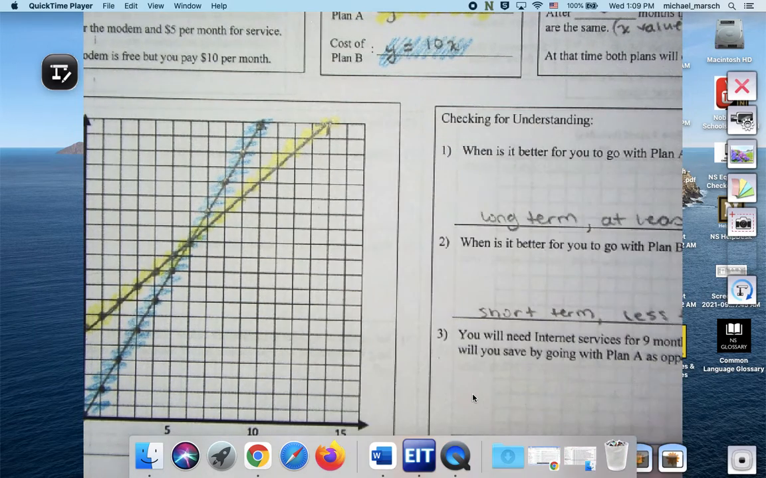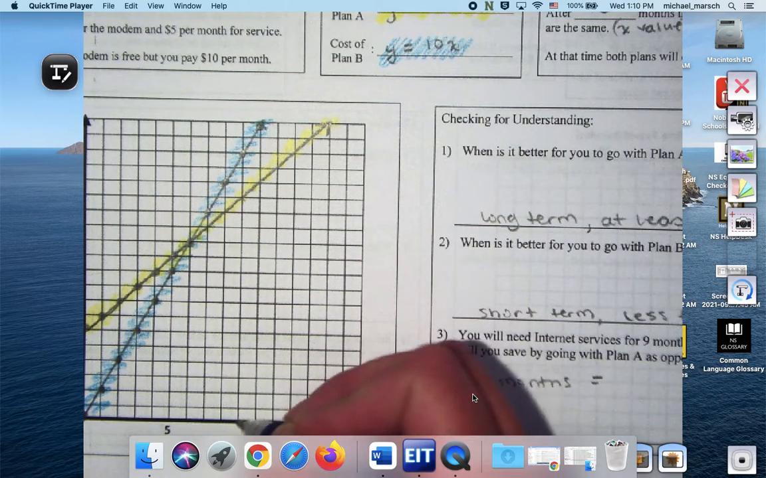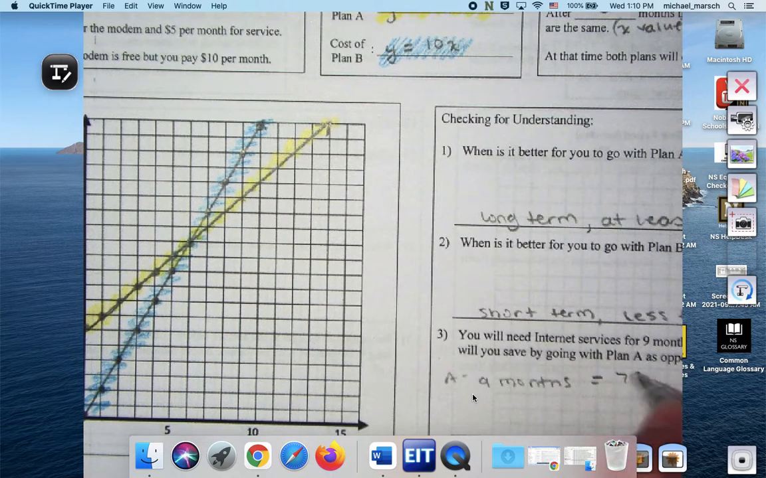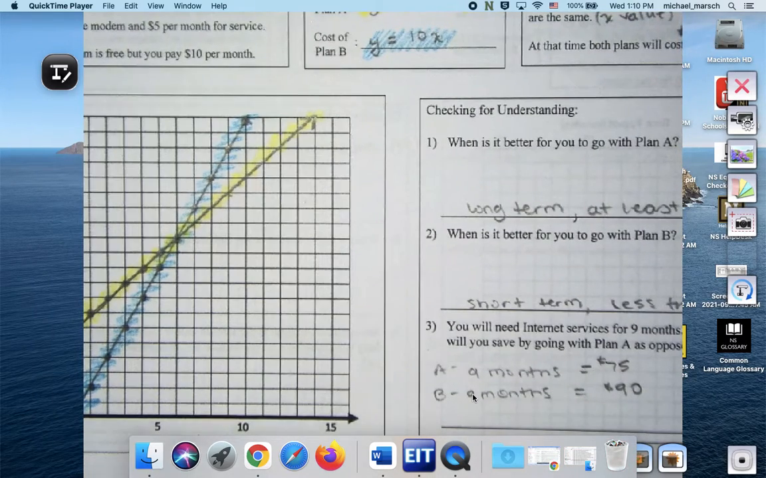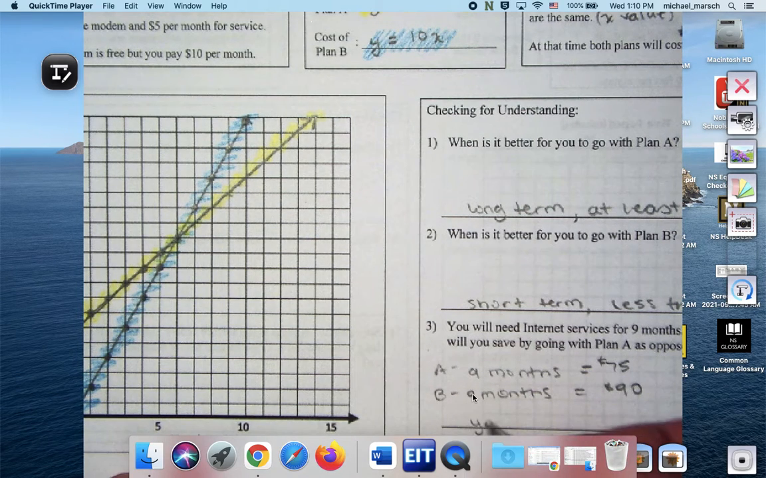From A. So 9 months for plan A is $75. For plan B, 9 months equals $90, right? So you go over to the 9 and up. Or you could have put 9 back into both equations to figure out what the price would be. So you would save $15.